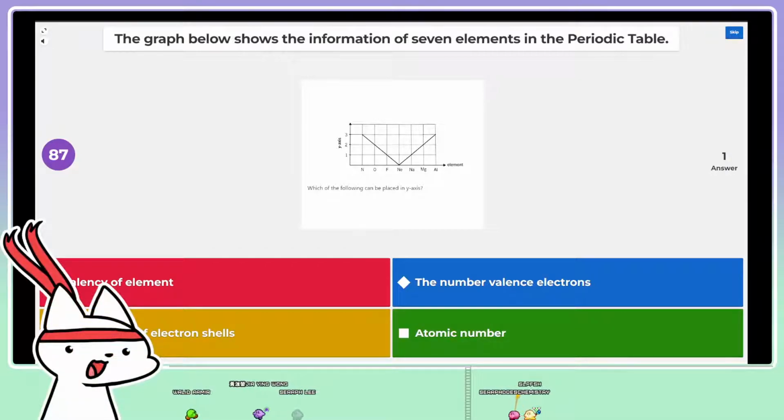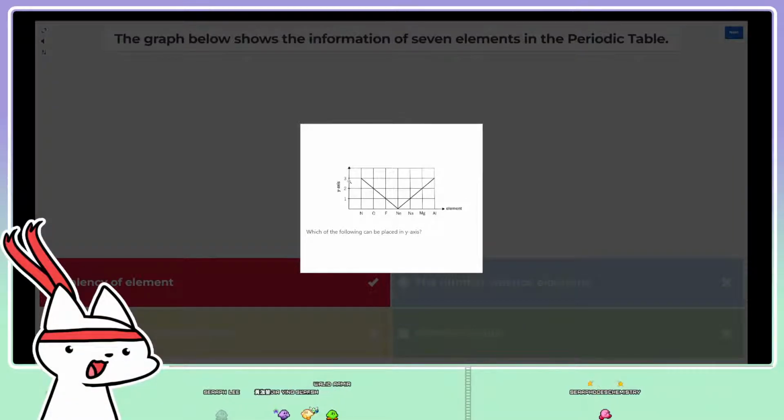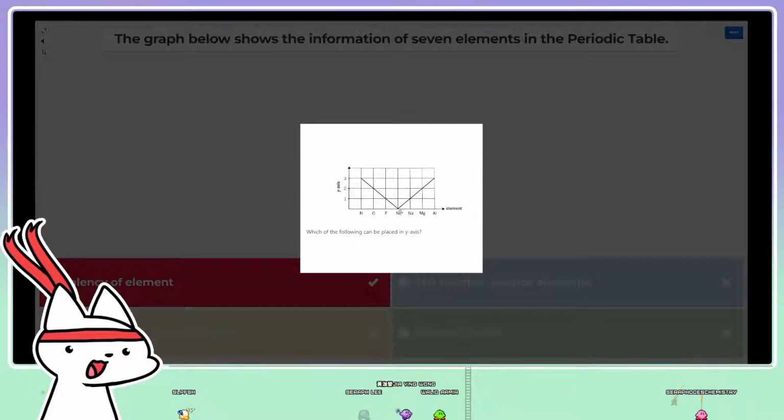So the elements go 3, 2, 1, 0, 1, 2, 3. You need to be careful of what kind of number goes only between 1 to 3. Okay, cool. So in this case, it's the valency of the element. When we mention valency, we are referring to the number of electrons involved in the bonding. It could be shared, received, or given. So N is 3 minus, O is 2 minus, F is 1 minus. Neon has a full valence shell, so it's 0.